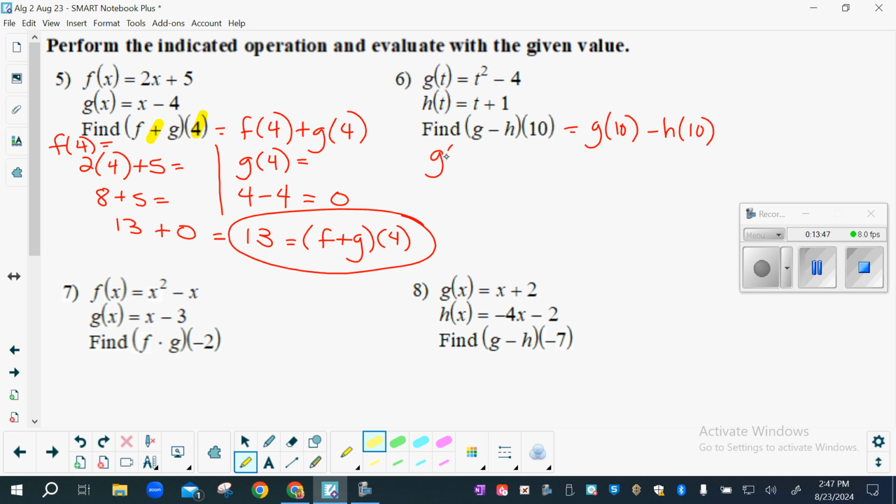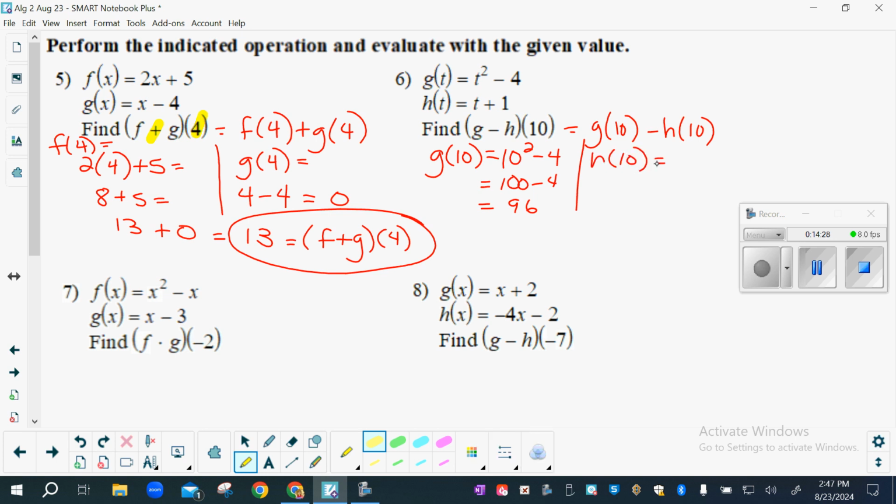So let's first find g of 10. So g of 10 would be, what would we do to find g of 10? Good, so it's 10 squared. Good. So we're going to find out what that is. So that would be 100 minus 4, or 96. We're going to find that first. And then we're going to find our h of 10.